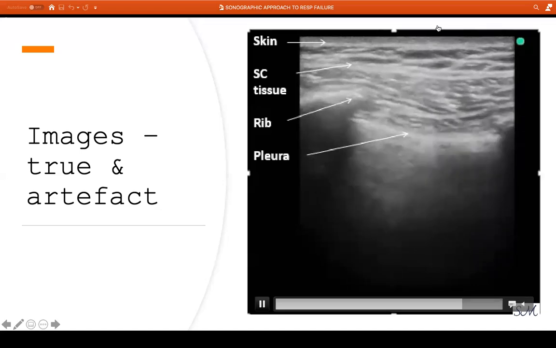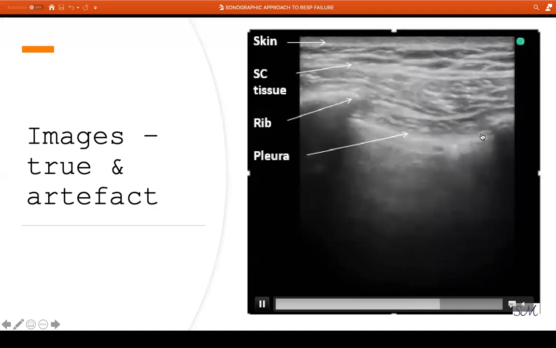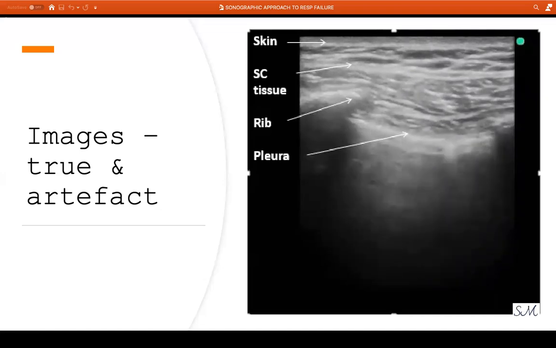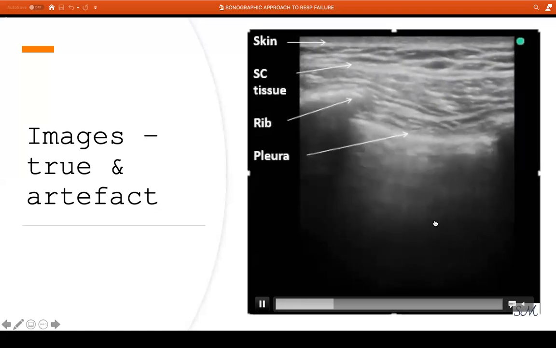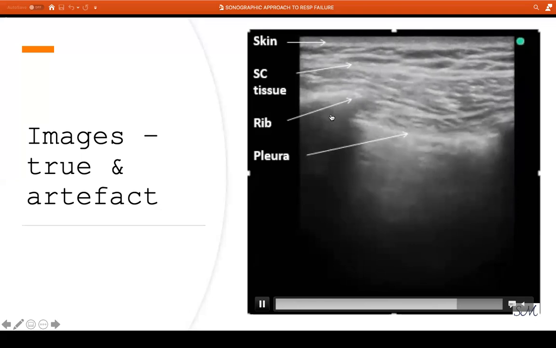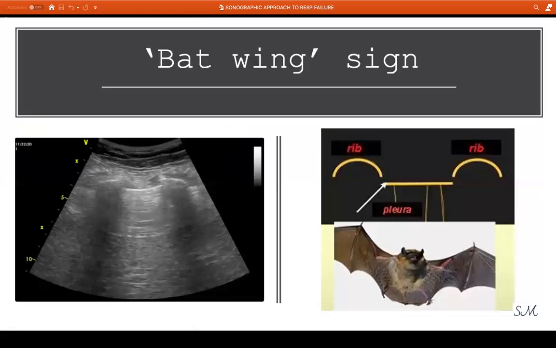So here we can see the upper part of this picture, that is from the skin, subcutaneous tissue, muscle, and up to this shiny structure, which forms by the tissue-air interface, that is at the level of pleura, are true image. Below pleura, these are artifacts. Here we can see a hyperechoic margin followed by black shadow. This is because of the ribs. Ultrasound cannot pass through bones also.